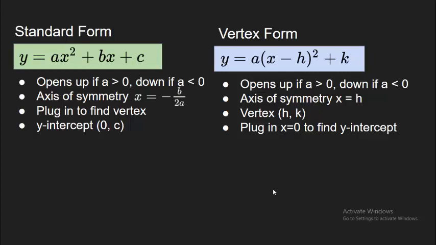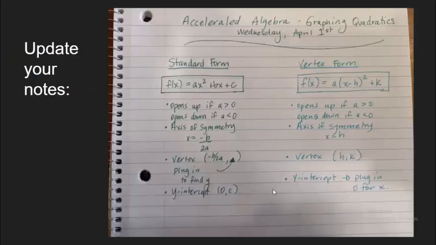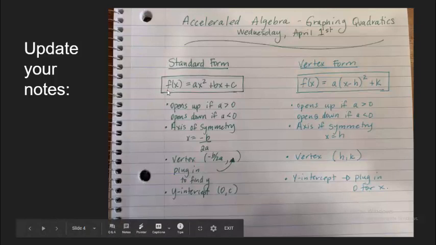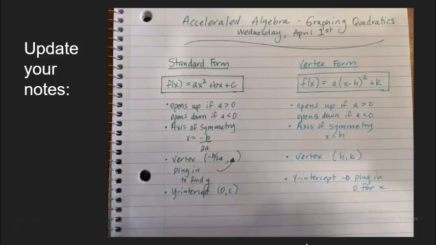So standard form and vertex form we've talked about before, and we should have this in our notes. If you don't have this information in your notes, go ahead and pause the video and make sure that you've got this written down. Or you might want to write it down just as a refresher. So for standard form, it's f of x equals ax squared plus bx plus c. Sometimes we write it as y equals instead of f of x equals. Opens up when a is positive, opens down when a is negative.